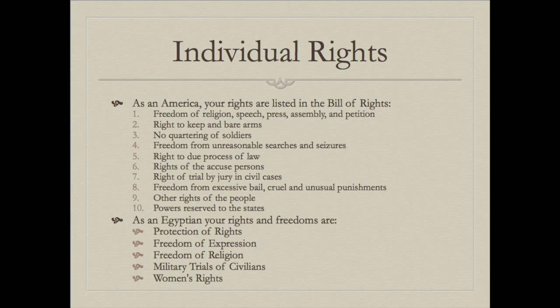Individual rights. As an American, your rights are listed in the Bill of Rights. As an Egyptian, your rights and freedoms are the freedom of protection, the freedom of religion, protection of rights, military trials, and women's rights. The next articles entirely contradict each other. Article 44. Insult or abuse of any religious messenger or prophet shall be prohibited. Article 45. Freedom of thought and opinion shall be guaranteed. Every individual has the right to express an opinion and to disseminate it verbally.